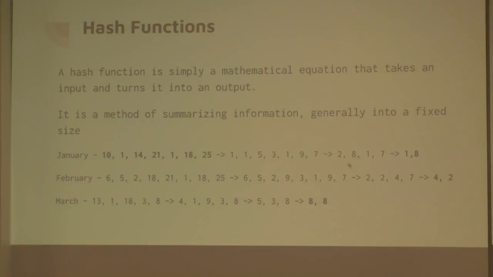And then we have 7, and that leaves us with 7. And if we do that process again, so we have 2 and 8, that's 10. That's 1 and 0. So again, compress that down to 1. And then 1 and 7 is 8, and we're left with 1 and 8.